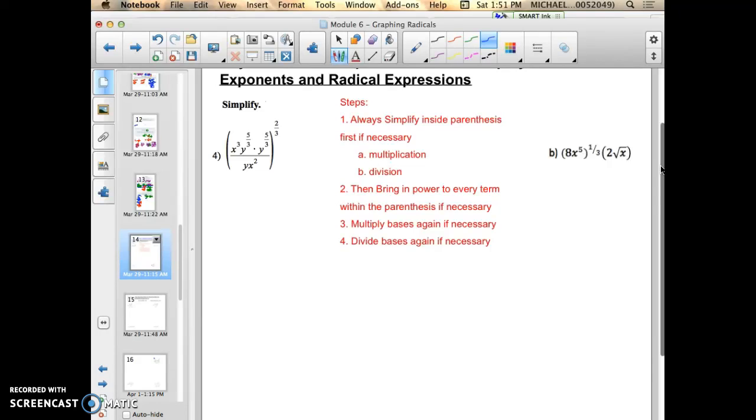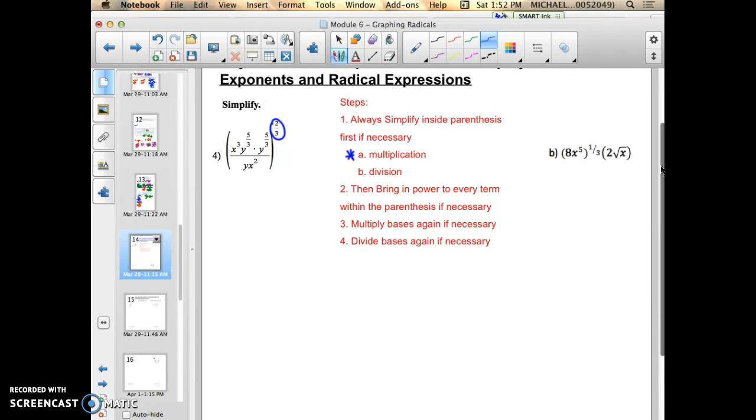If I look at the problem I'm given, I see a gigantic parentheses, a whole bunch of stuff within the parentheses, and then I see a power. I cannot interact with that power yet until I clean up or simplify what's in the parentheses. So what is in the parentheses? I see a numerator and a denominator, a top and a bottom, with variables on them. The first thing I want to consider is whether there is any multiplication I can do in either the numerator or the denominator to clean it up.